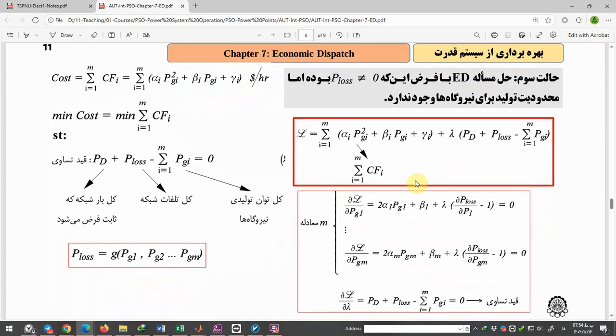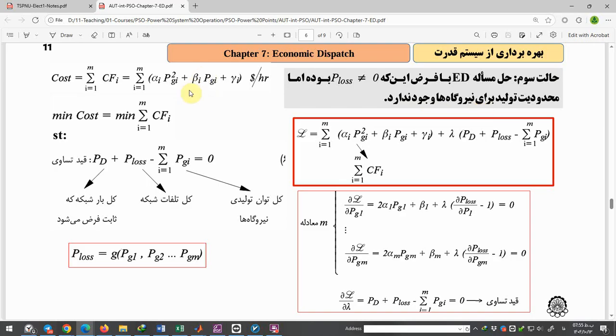So in this session, we want to describe the third scenario. The third scenario says that P loss is not ignored, but there is no limitation for power plants. So in this scenario, we consider losses, but we don't consider limitation.